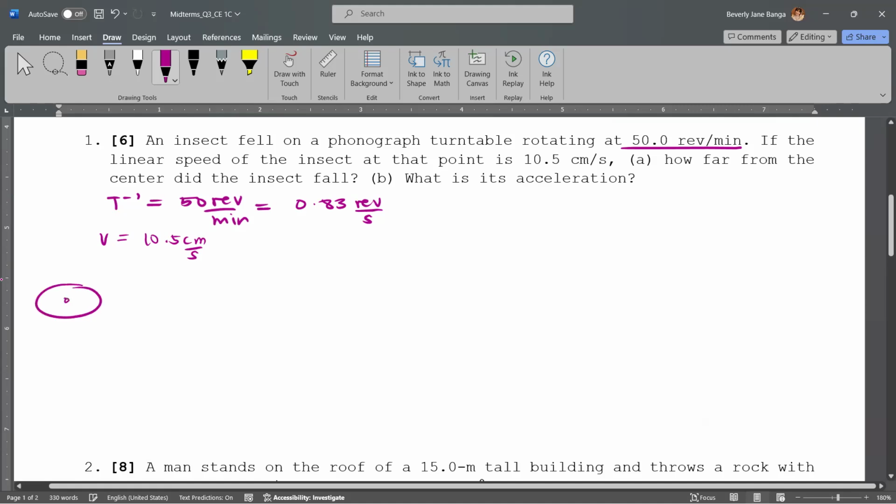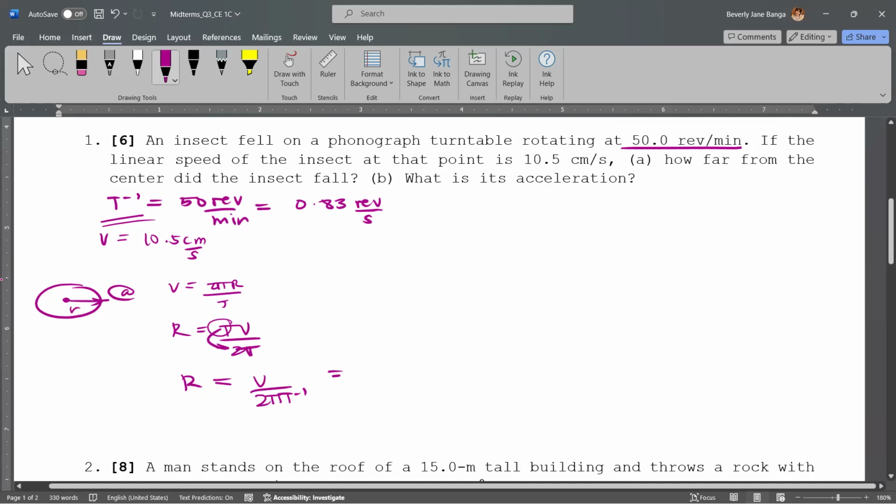So I want to get how far from the center. This is your phonograph. This is the center. I want to get this, simply the radius. And I know that V is equal to 2 pi r over T. So R is simply TV over 2 pi. I don't like the T because I'm using the T inverse, so I'll just flip it. So I have R is simply equal to V over 2 pi T inverse, because T inverse basically means 1 over T. So plug and play.